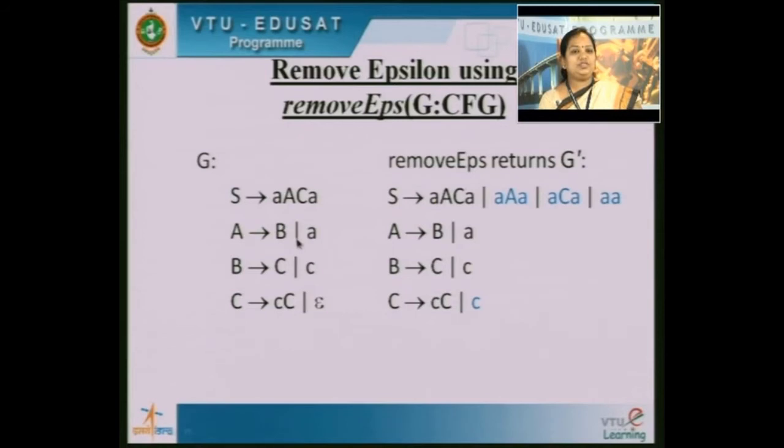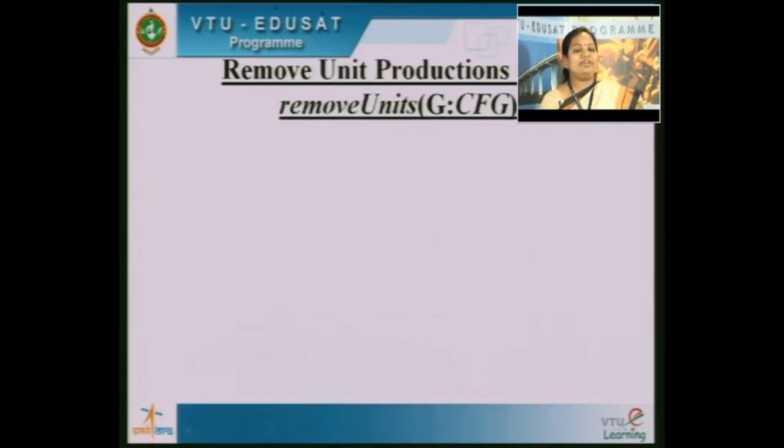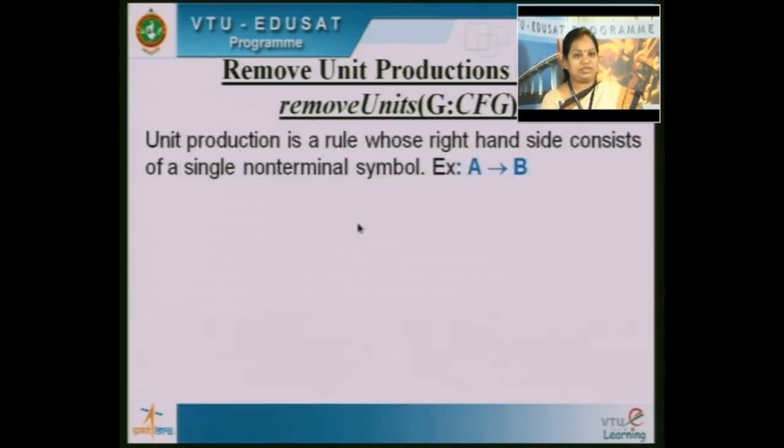Then A tends to B, A tends to A as it is, B tends to C as it is, C tends to CC as it is, and C tends to epsilon. If I substitute epsilon here, I will get C. So these are the rules written. So this is the grammar obtained after eliminating epsilon productions.